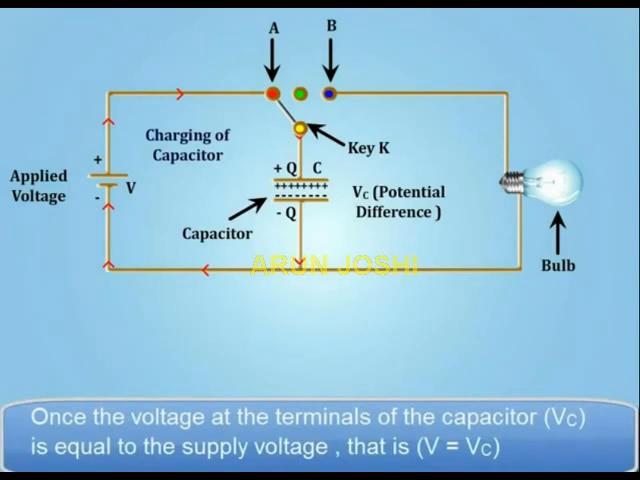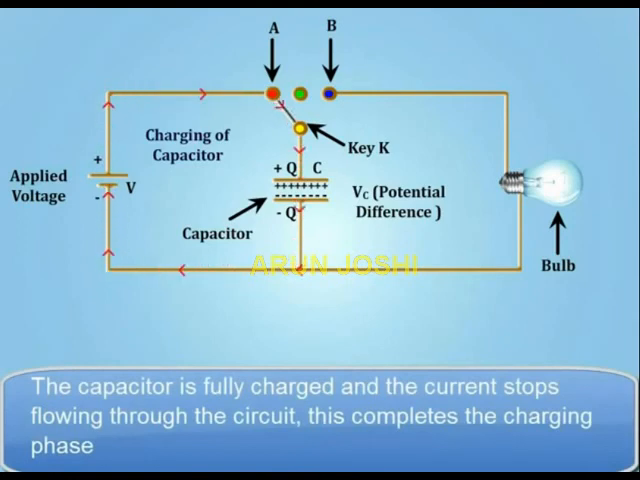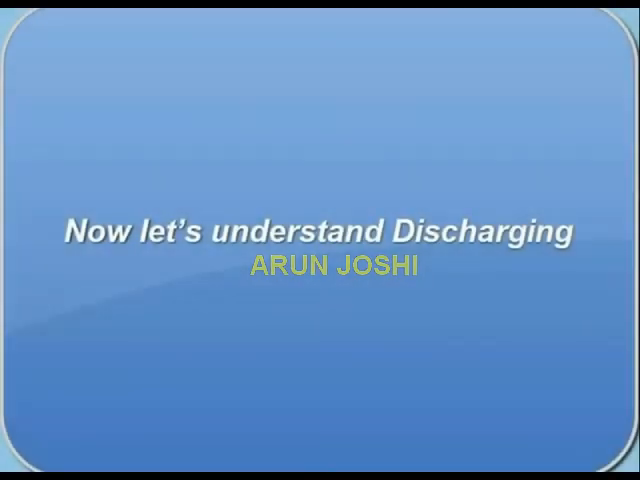Once the voltage at the terminal of the capacitor is equal to the supplied voltage, then we say voltage supply equals voltage at the capacitor. When the capacitor is fully charged, the current stops flowing in the circuit. This completes the charging phase. Now we will understand the discharging situation.